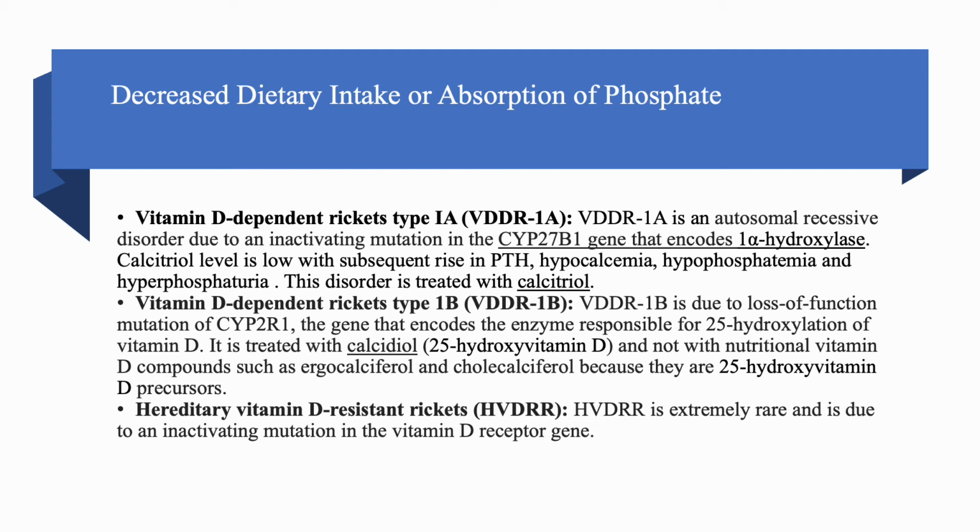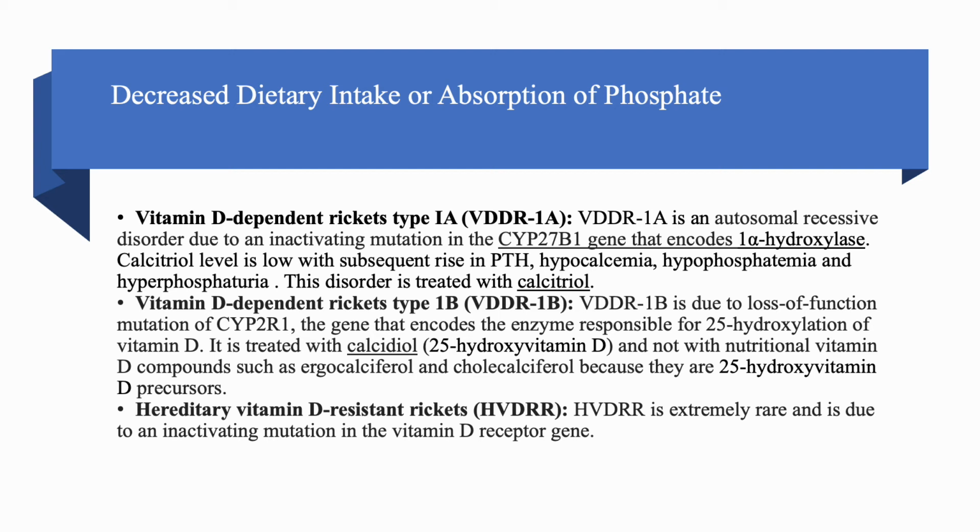Now, the second possibility here is vitamin D dependent rickets type 1B. This is due to loss of function mutation in the CYP2R1 gene. Now, this gene is responsible for 25 hydroxylation of D. So when you get vitamin D from the sun, or you take ergocalciferol or cholecalciferol, it has to be converted by putting 25 hydroxy in the liver. If that doesn't happen, then this vitamin D precursor is not going to work. So in that case, you treat it with calcidiol. It's available. And this is 25 hydroxy vitamin D, so it's ready to hit the ground running.